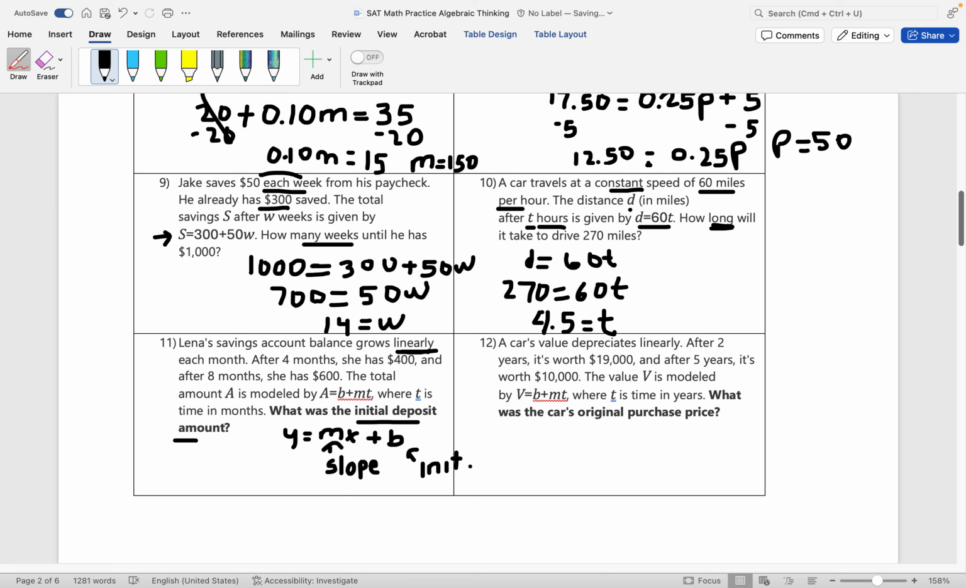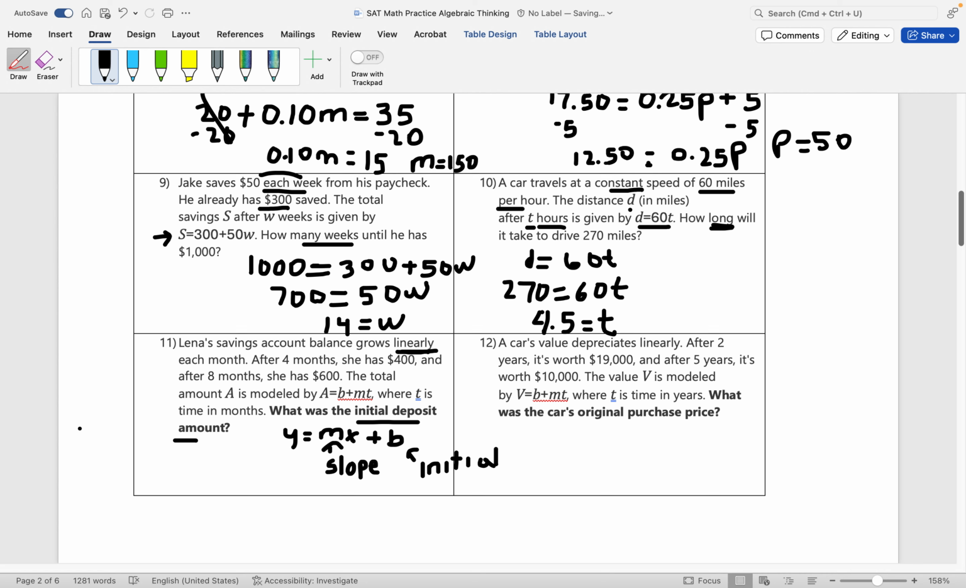Okay, so now I need to build this equation with the information they gave me and find B, which is the initial deposit. So first I need to find the slope. So slope is how much is changing every time. So in order to find the slope, they did give me the information. They said that after 4 months, there were $400, and then after 8 months, there were $600.